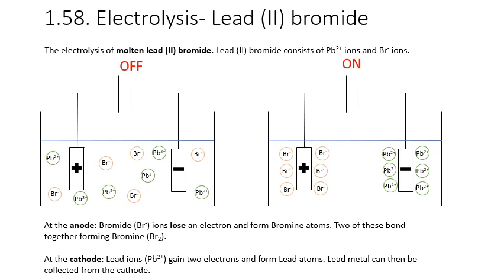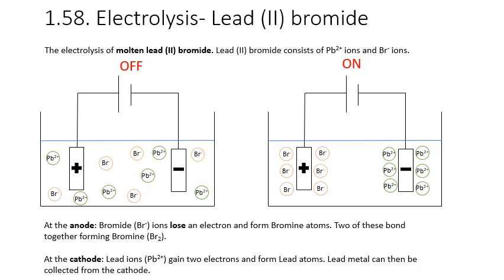On the left hand side, we've got Pb2+, that's lead 2+ ions, moving around in the liquid with Br-, that's the bromide ion. Once we turn on the electricity, the bromide ions will go to the anode because they're anions, and the lead 2+ ions, being cations, will go to the cathode, which is negatively charged.